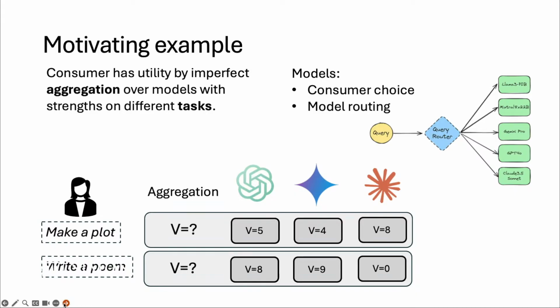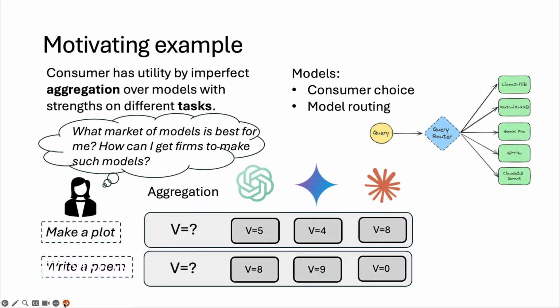So there are two questions you might be thinking about if you're in this setting, if you're this user. One question might be, what market of models is best for me? So I have this hypothetical market of models. Is this a good market? Is this a bad market? And the second question you might be interested in is, how can I incentivize firms to make a market of models that's good for me? So what's good for me, and how can I make firms make this? Those are the two questions we're going to be talking about for the rest of this talk.